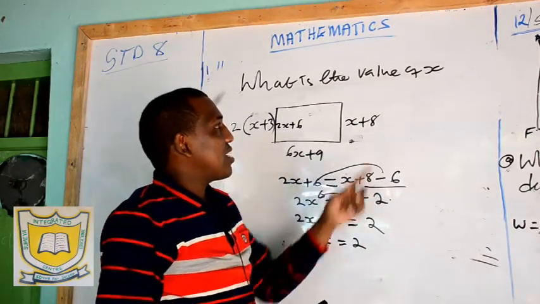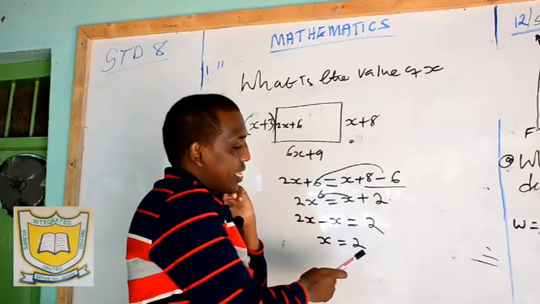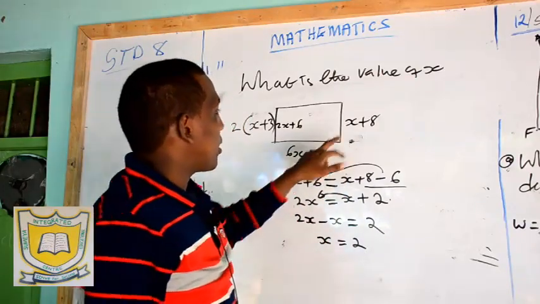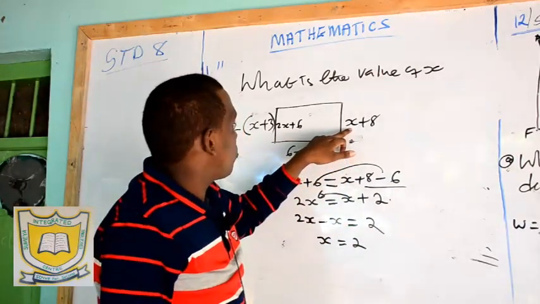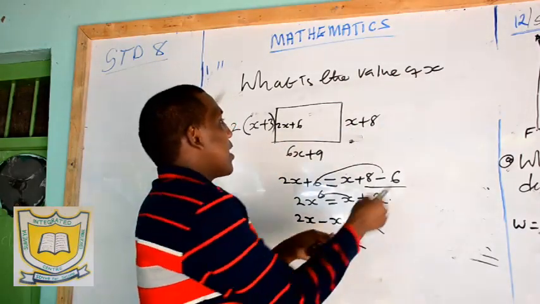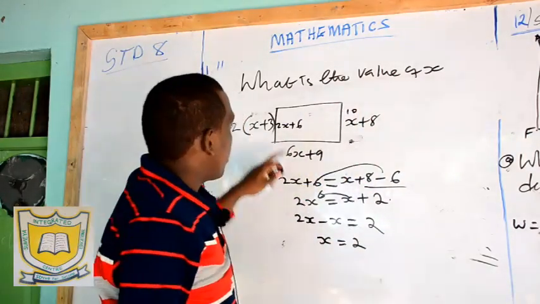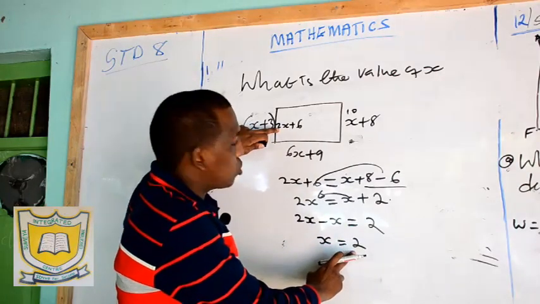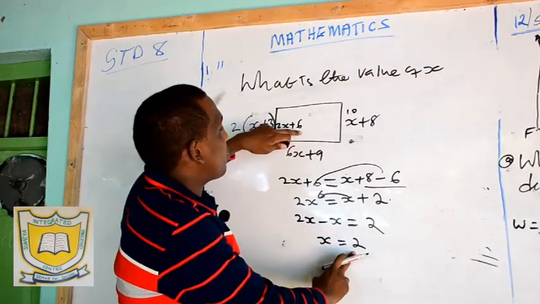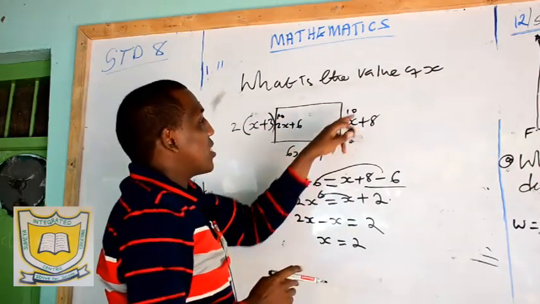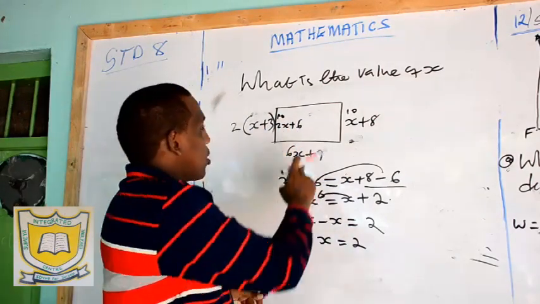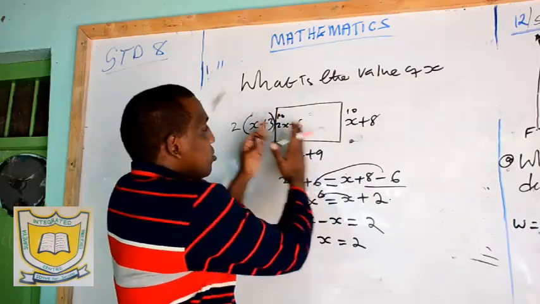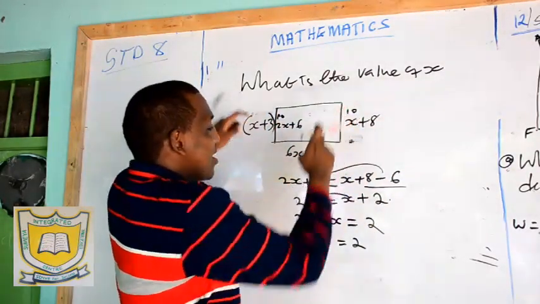So they said find the value of x. x is 2. When you substitute, x is 2, 2 plus 8, here will be 10. Here is 2x, 2 times 2. 2 times x, x is 2. 2 times 2 is 4. 4 plus 6 is 10. So they are the same. So we are right. Because we say this side is equal to the other side, that's why we have 10, 10 when you substitute.